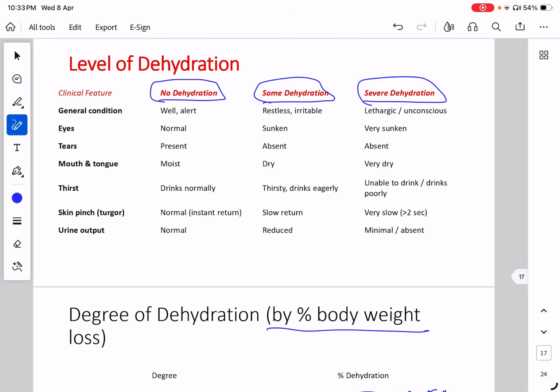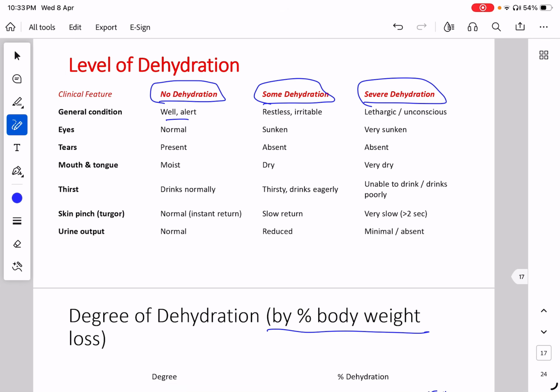Okay. So now the differences. General condition: well and alert in no dehydration, restless and irritable in some dehydration, lethargic and unconscious in severe cases. Eyes are normal, sunken in some dehydration and very sunken in severe. Tears present, absent and absent. Tongue is moist, dry and very dry. Now thirst point is important.